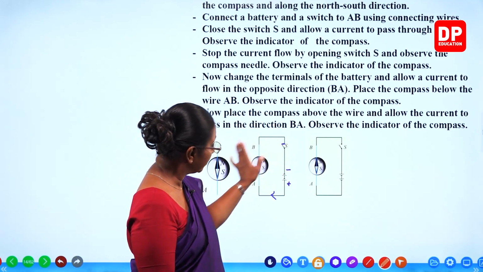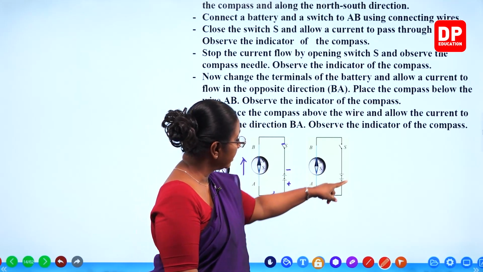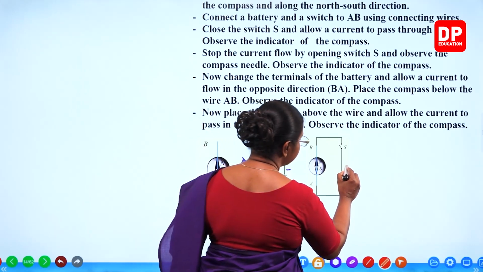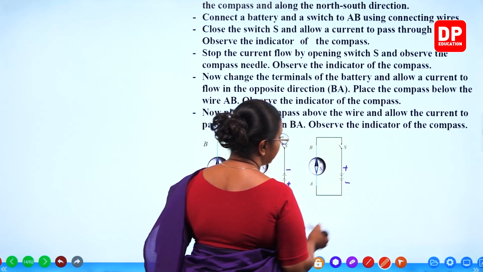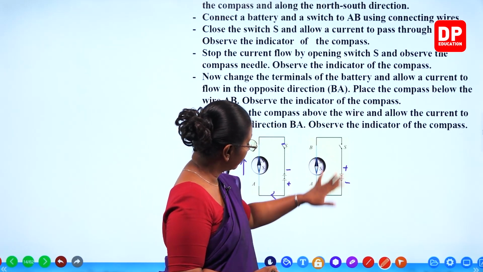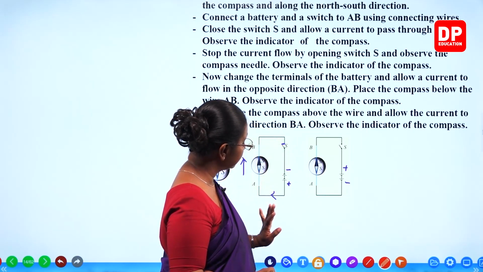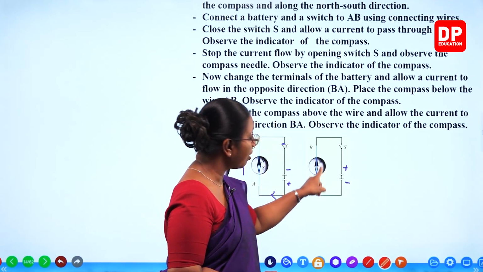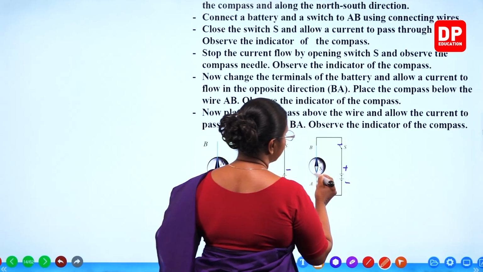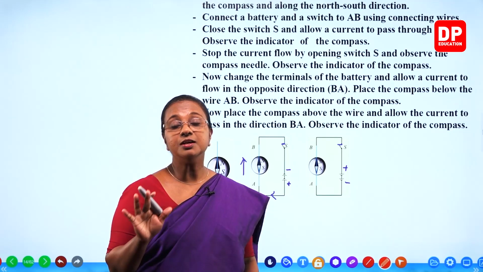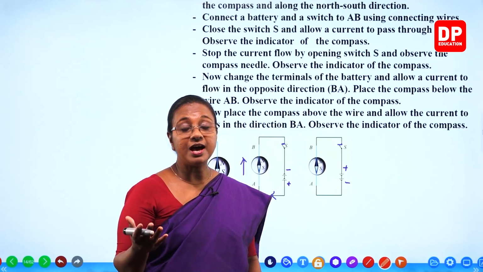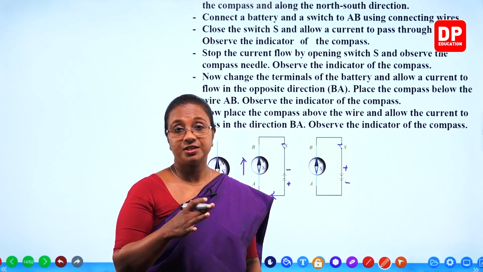After that, you again open the switch and then we change the terminals of the batteries. Now in this diagram, you can see this is the positive terminal, this is the negative terminal. Then also you connect the circuit. The conductor is in the same direction AB. Again the compass is below the conductor. Now again we close the switch and you observe the needle of the compass. Whether there is a deflection, and if there is deflection, in what direction.